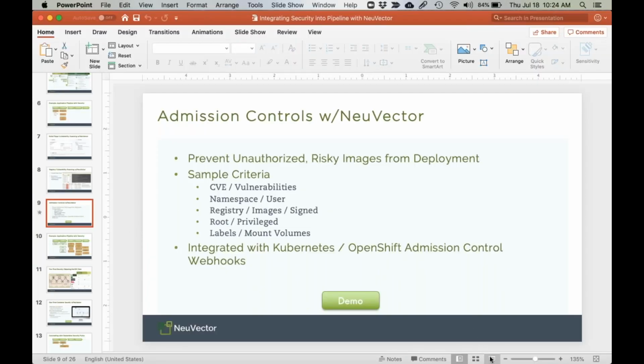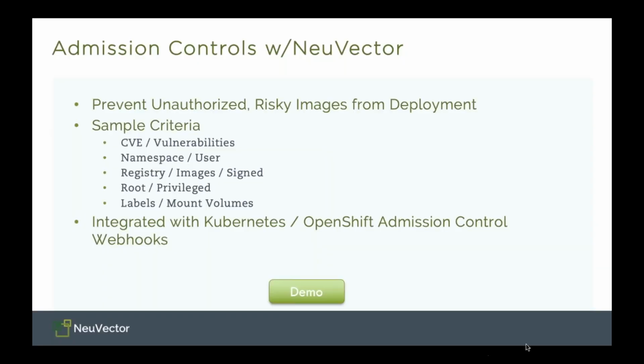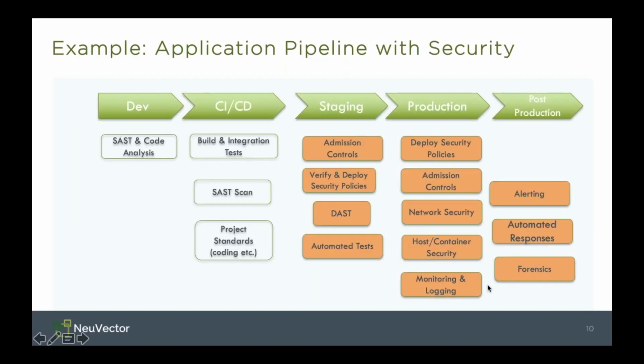Now let's move on to the next phase. Let's say I've deployed my workloads into production. So we're going to focus on the staging, production, and post-production phases now. So in the staging phase, as we just did, we're going to make sure our admission controls are working. We need to verify and deploy our security policies and then deploy our application workloads and then run our automated tests. And the automated tests will not only test application functionality, but it will generate the network traffic as well as the processes and containers that NeuVector can learn to build an application security policy.